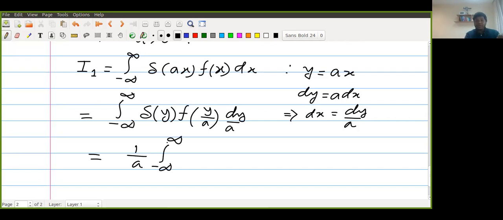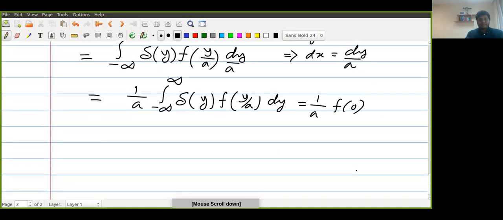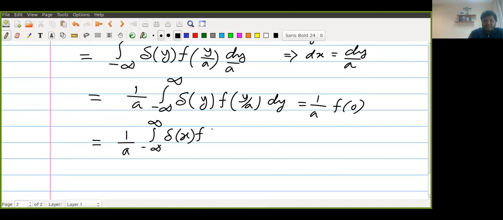Next, what will happen if a is negative? Delta of y, f of y over a, d of a. So this is nothing but 1 over a, f of 0. So we can define this like 1 over a, integral from minus infinity to plus infinity of delta of x f of x dx. So let me note this one.